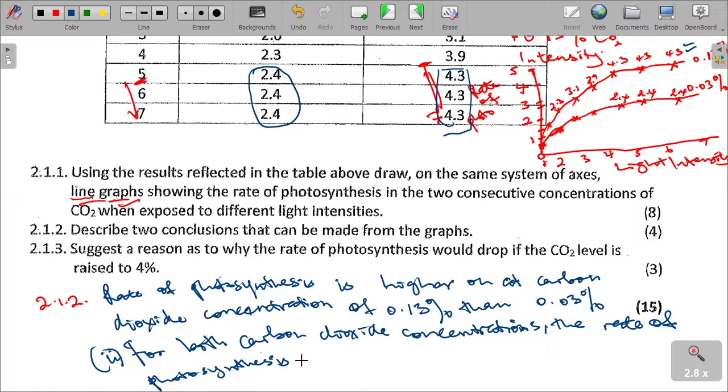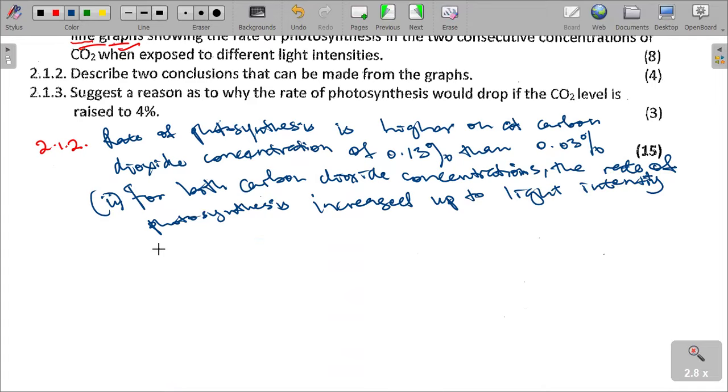As you can see there, the rate of photosynthesis increased up to light intensity of 5, and thereafter it became constant.